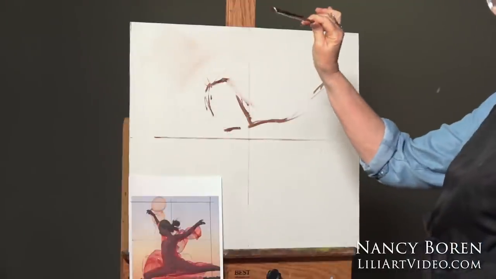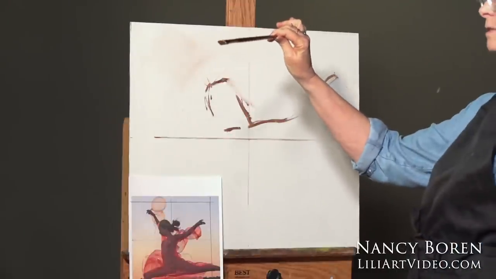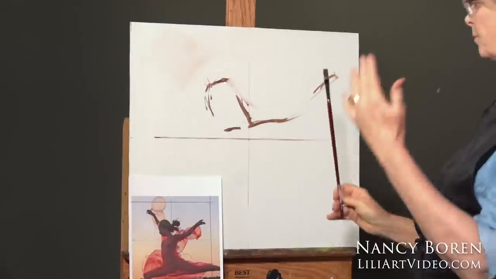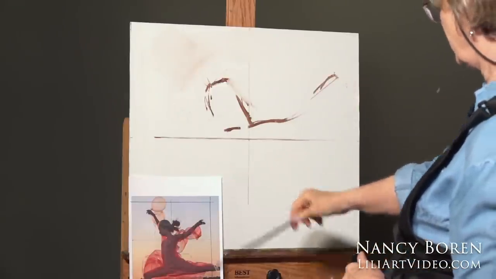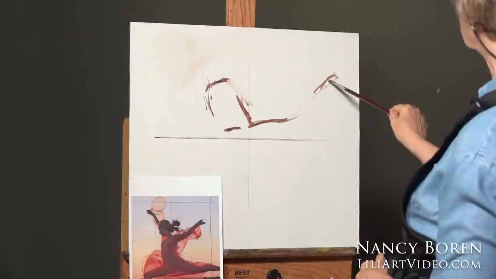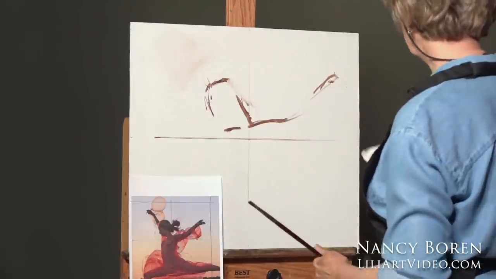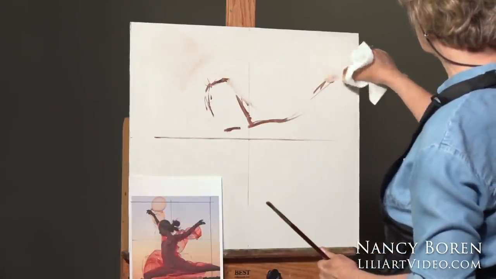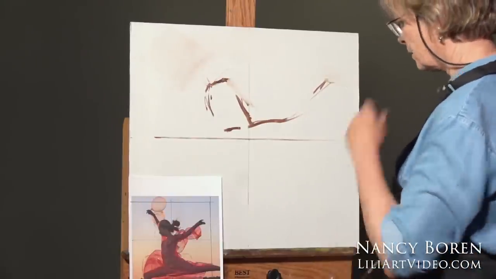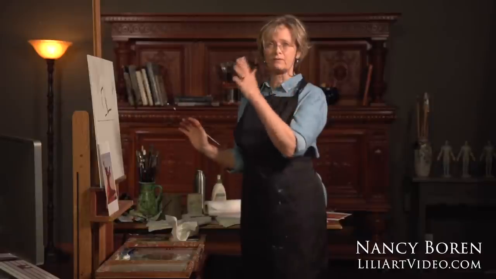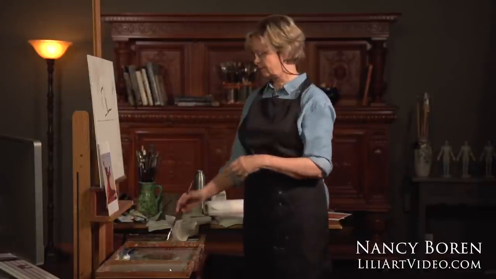And always measure the top of this to the top of this. Find some point and measure everything off of that. So the top of her head and the top of this hand are about the same. I'm just going to lower that a little bit. This part is really important, getting everything where it needs to be on the canvas.